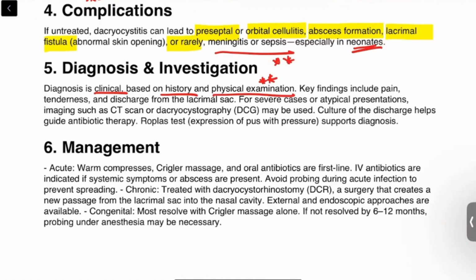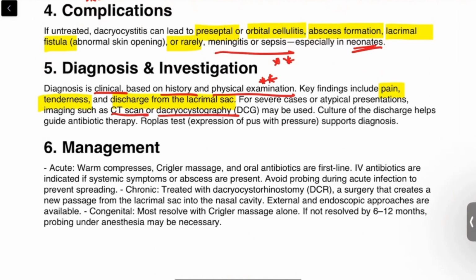Along with that, the key findings in dacryocystitis are pain and tenderness, whereas the differential diagnoses are chalazion or hordeolum, in which chalazion will be painless and hordeolum can be painful. So pain is an important key finding. Other than that, discharge from the lacrimal sac also gives the diagnostic clue that the lacrimal apparatus is involved. And in severe or atypical cases, we can go for a CT scan or dacryocystography, that is DCG, to come to the diagnosis.